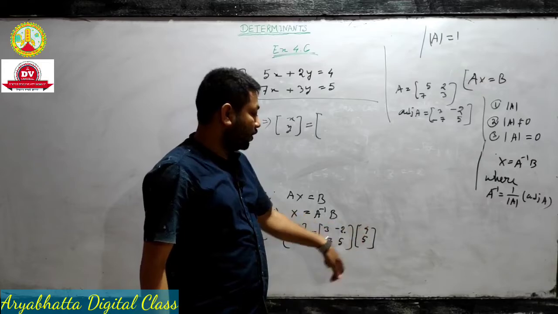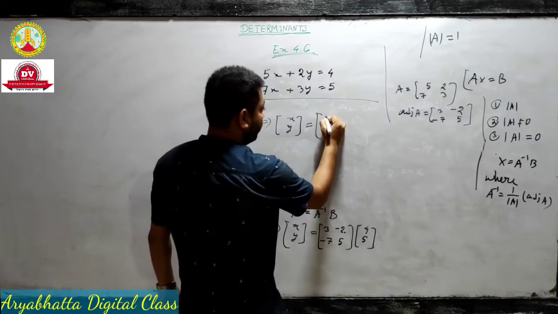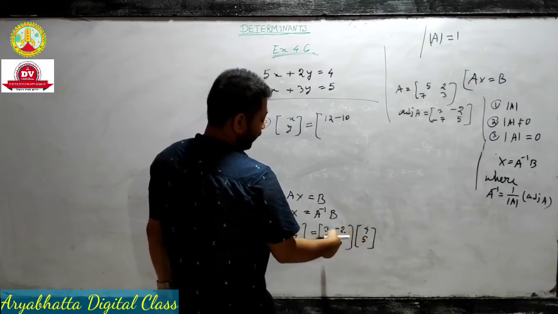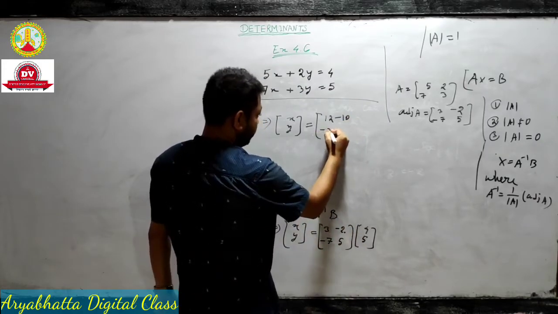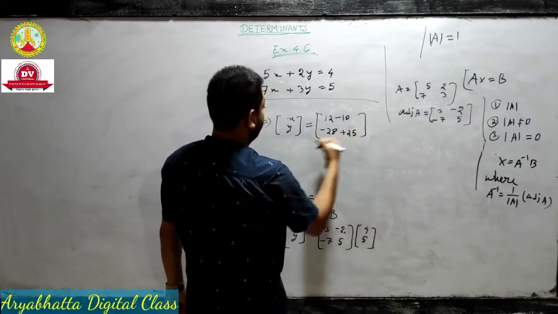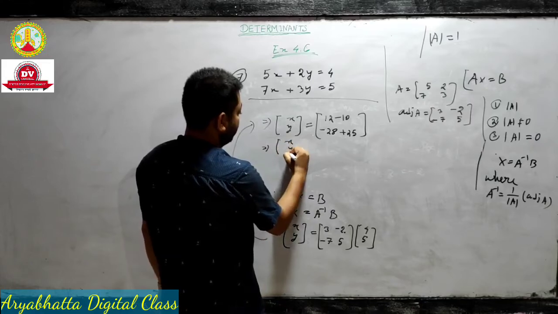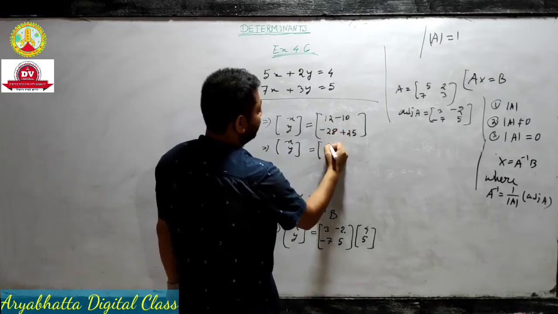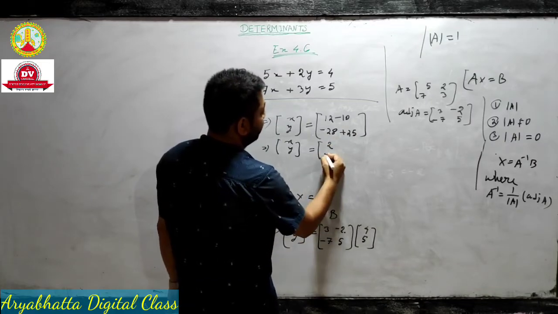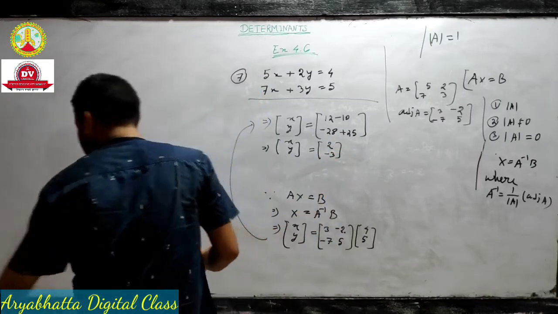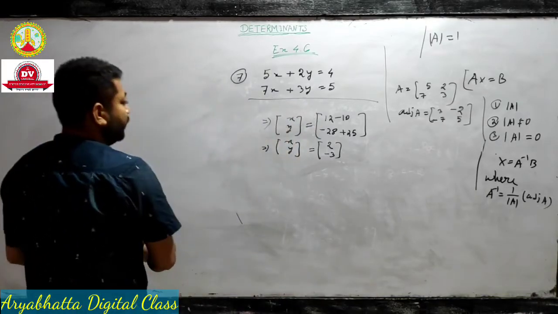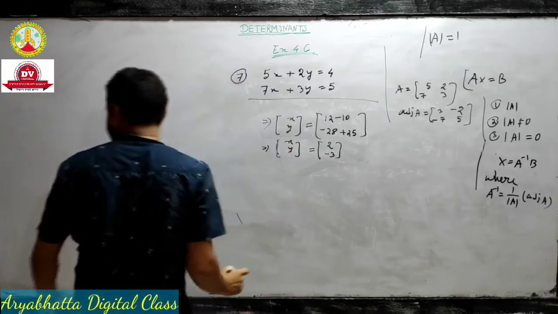[x; y] equals, multiplying first row into first column: 3 fours are 12 minus 10. Next, second row into first column: minus 28 plus 25. So [x; y] is equal to [12 minus 10 = 2; minus 28 plus 25 = minus 3]. Therefore here, this matrix and this matrix are equal.